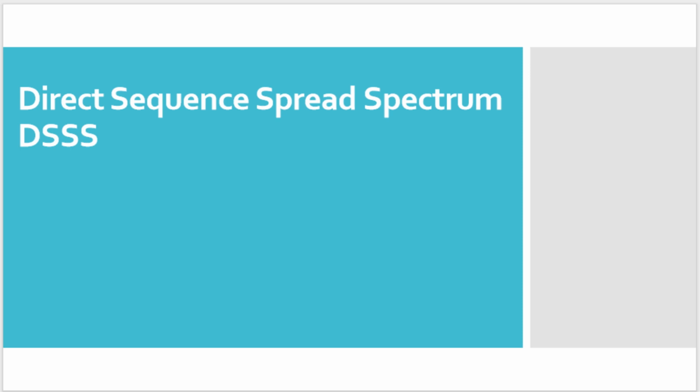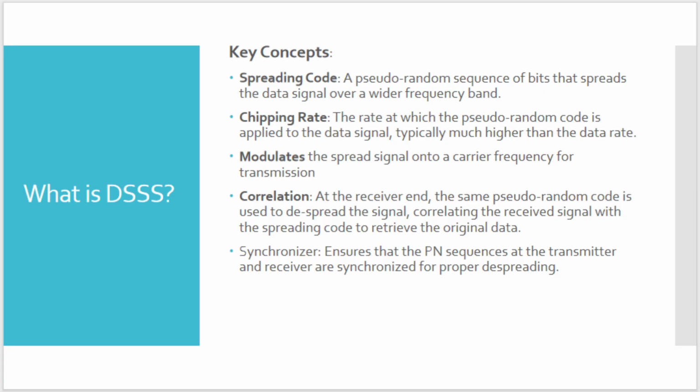Hello everyone. So today we are going to talk about direct sequence spread spectrum, we call DSSS. So DSSS is one of the most popular modulation and transmission methods in wireless communication. So what is DSSS?